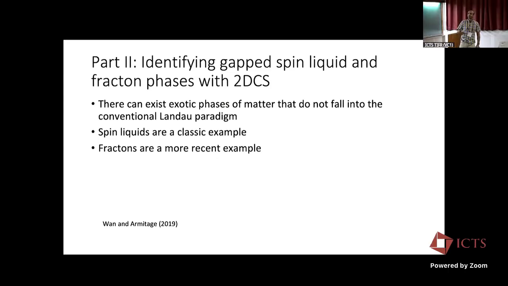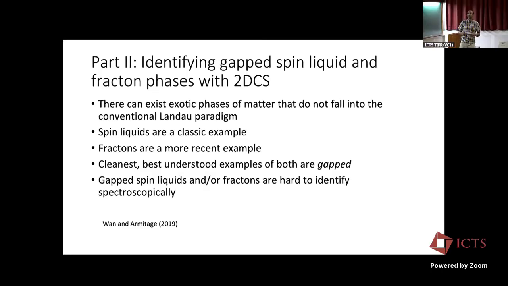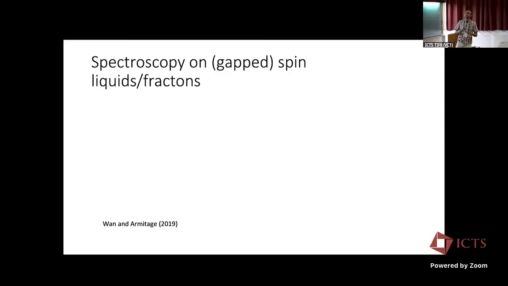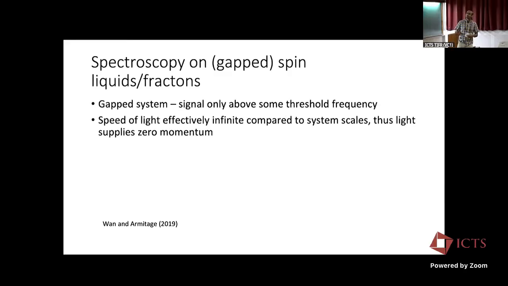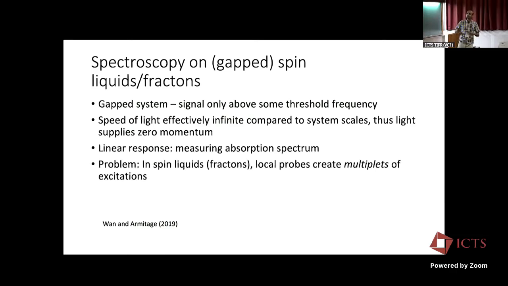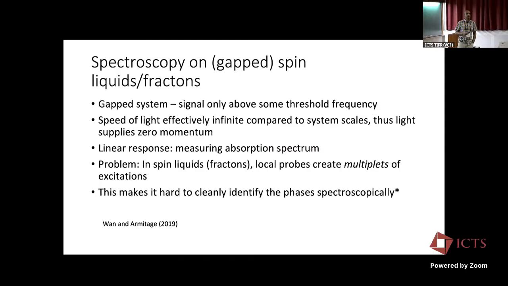And now they have the property that local probes create elementary excitations, the spinons, let's say, in multiplets. And because local probes create excitations in multiplets, what linear response sees is a multi-particle continuum, and you cannot resolve the sharp underlying excitations. This is a problem that you could solve with 2D coherent spectroscopy.